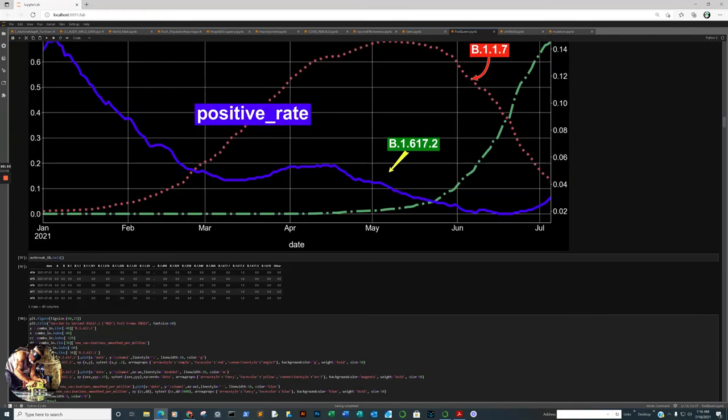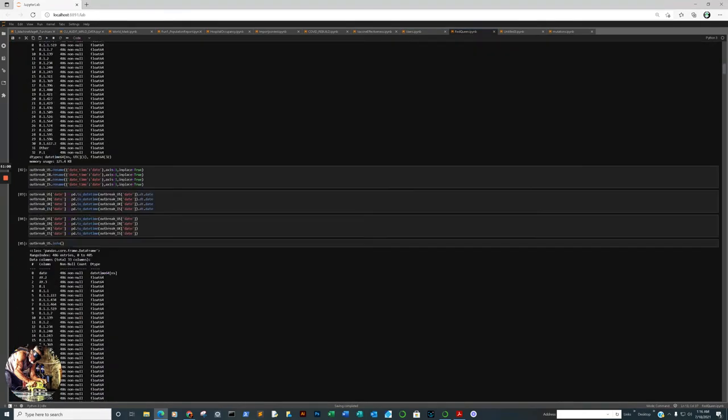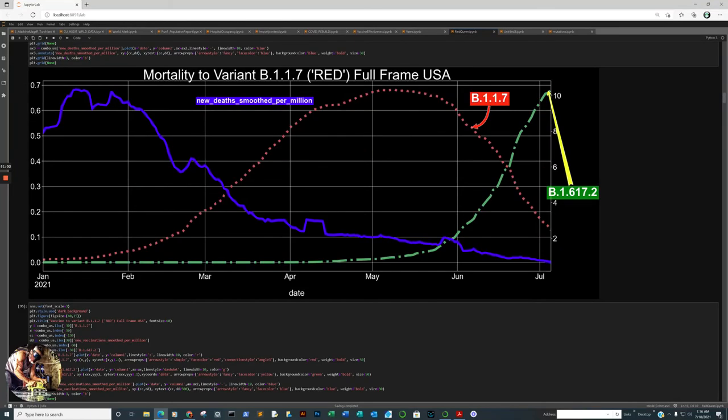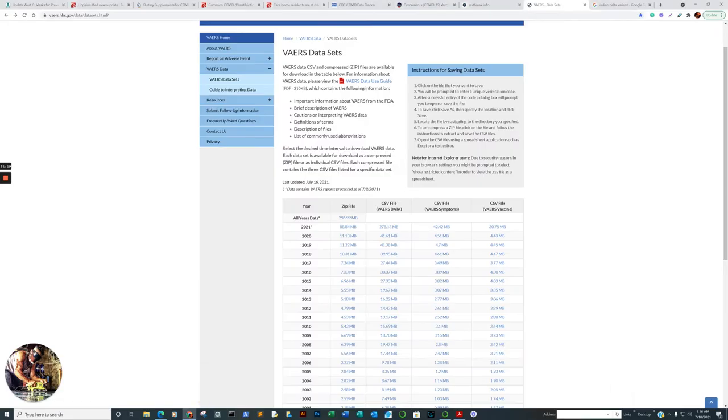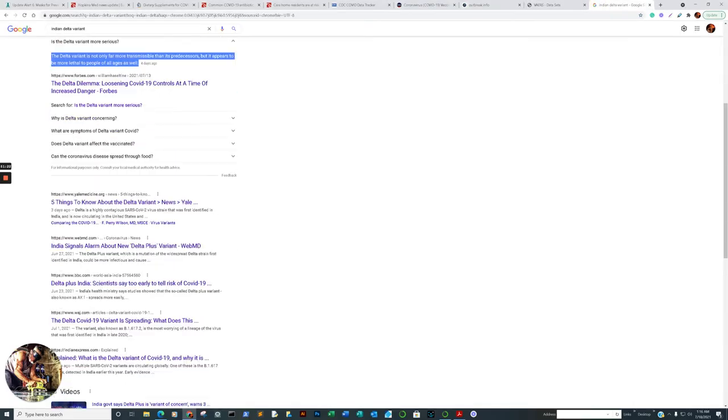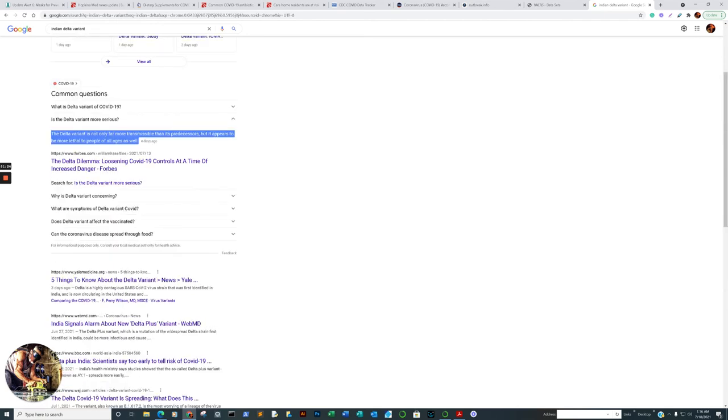What do we have here? All right, let's look at our developed variants per se. I want to move real fast. Mortality to variant. Remember, India Delta variant, it's almost 100%. Look at mortality. Again, look at the data. If you have looked at the data more than you look at the news, it would tell a different story.